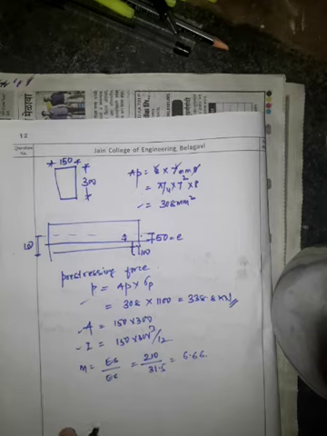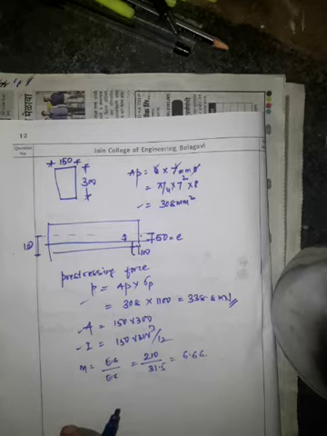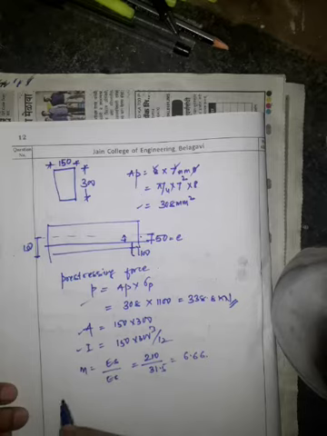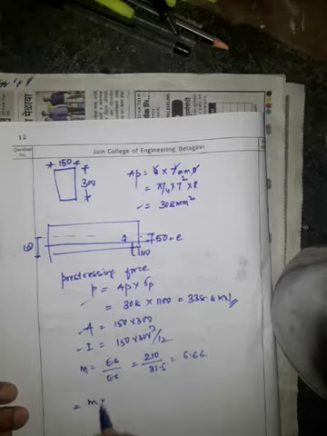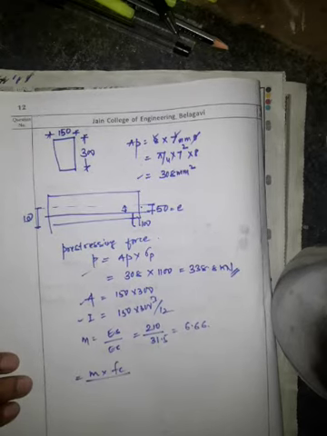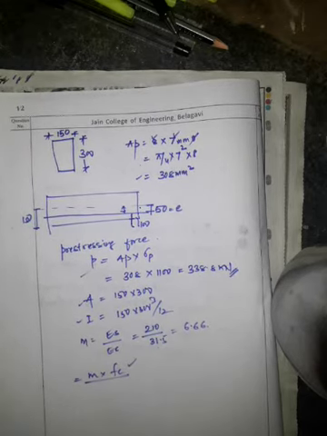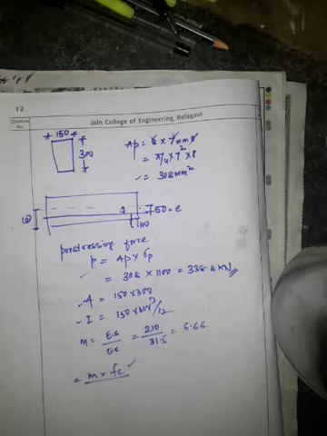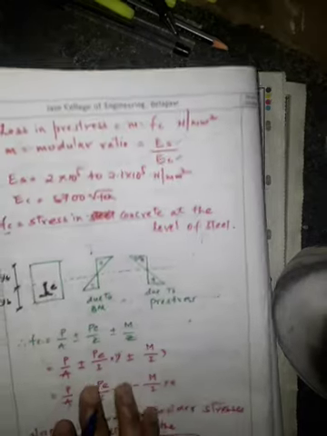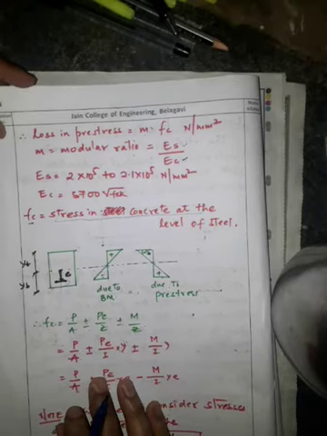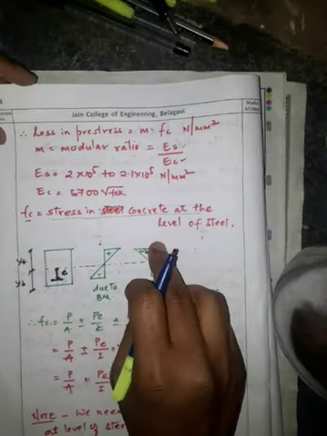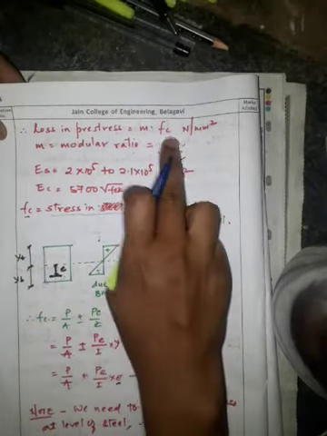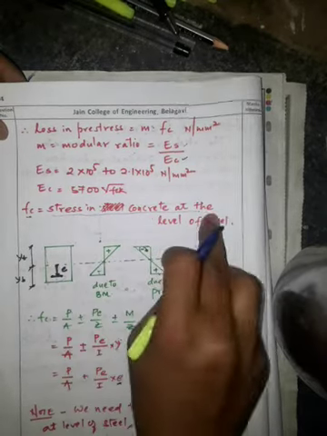Then next, we have to find out the loss due to elastic deformation, and for that the equation is: the loss due to elastic deformation is given as m into fc. So what is fc? fc is nothing but the stress in concrete at the level of steel. In the last class I discussed these formulas. So m into fc.